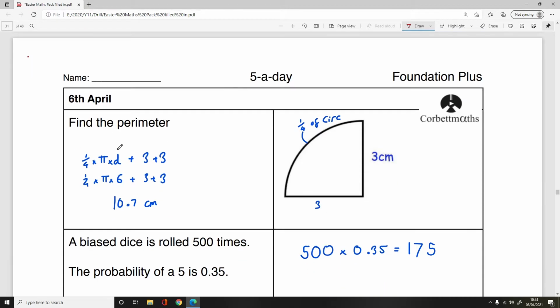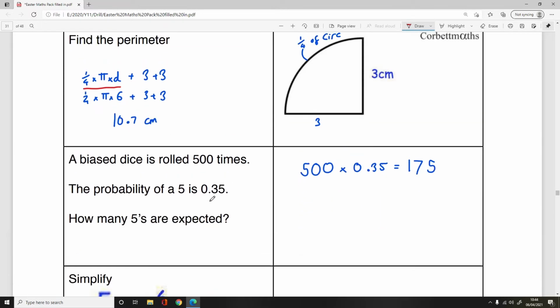So, starting off with the perimeter of a shape. You have to break it down into all of the components of the shape. We have the quarter of a circumference, so a quarter times pi times d. The diameter is 6 because the whole circle would extend out to this sort of area, except not look like that. But you'd have double the radius, obviously, and then add on the 3 sides, and you've got 10.7 for your final answer.